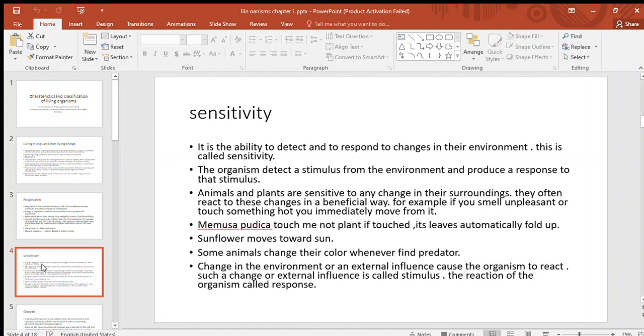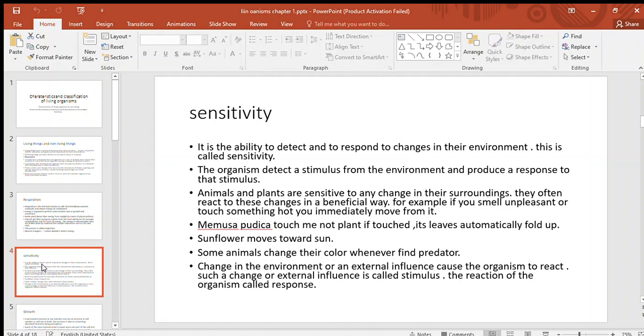For example, when you touch a hot object, in a moment of 1 second, you pull your hand away. This is the stimulus and the response. Animals and plants are sensitive to any change in their surroundings. They often react to these changes in a beneficial way. For example, if you smell something unpleasant or touch something hot, you immediately move from it, as I already told.